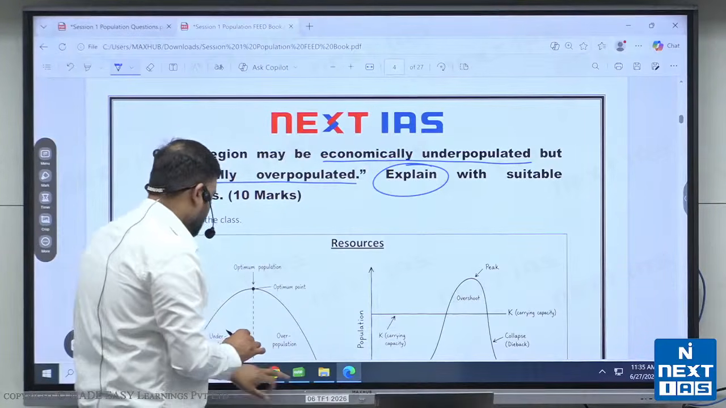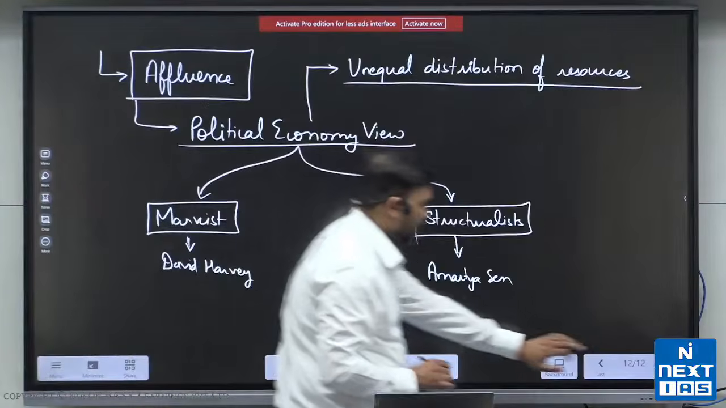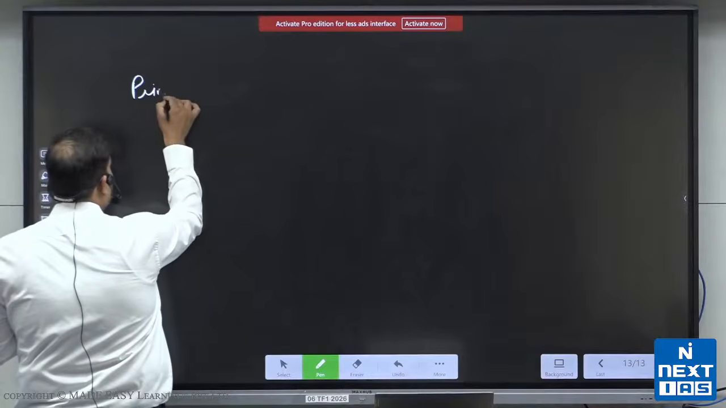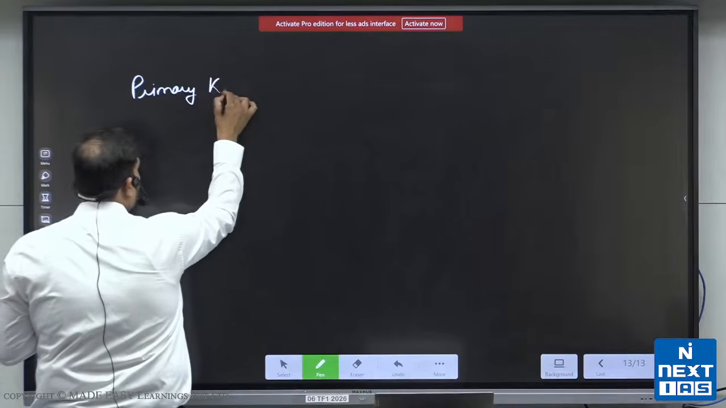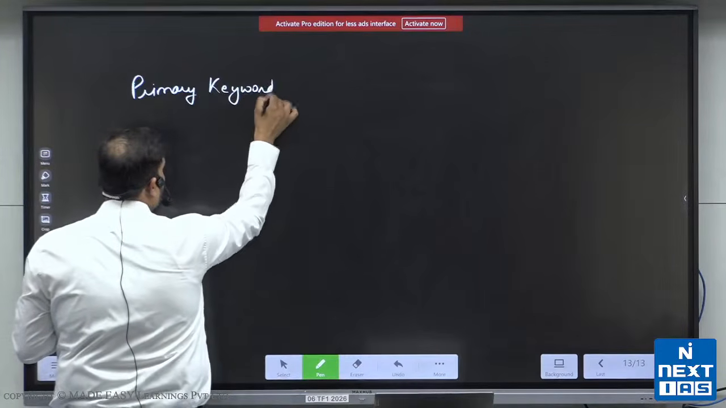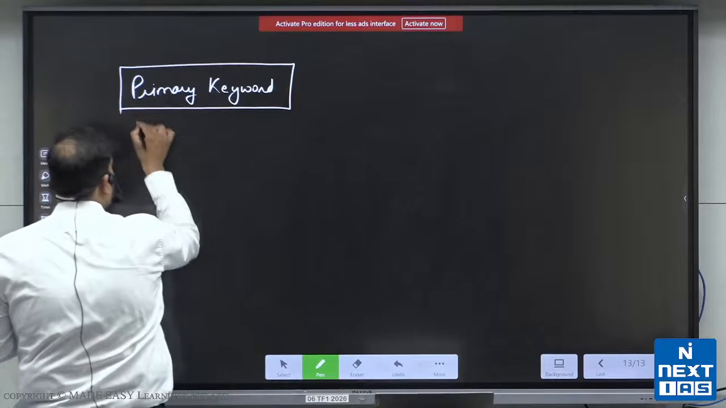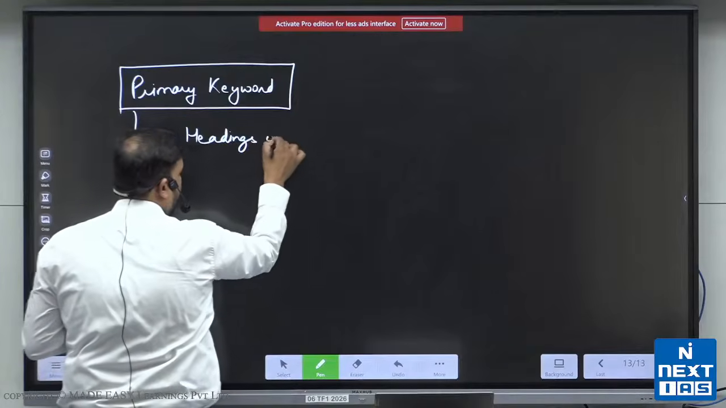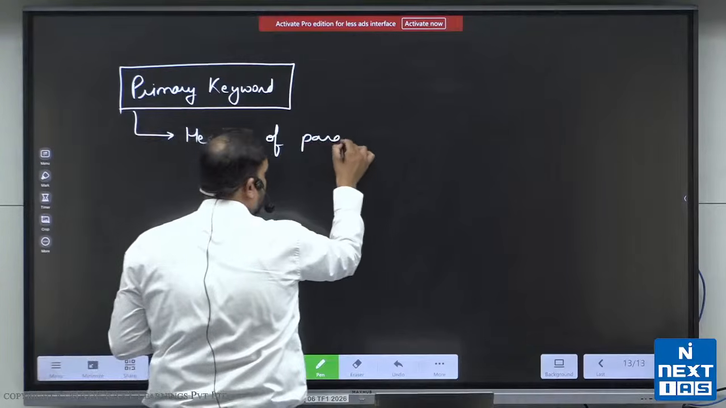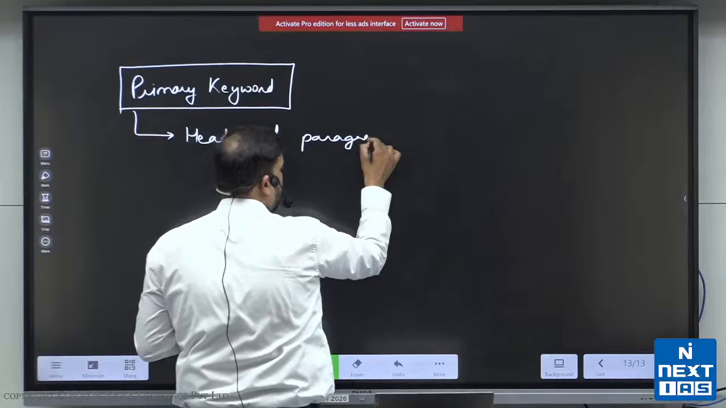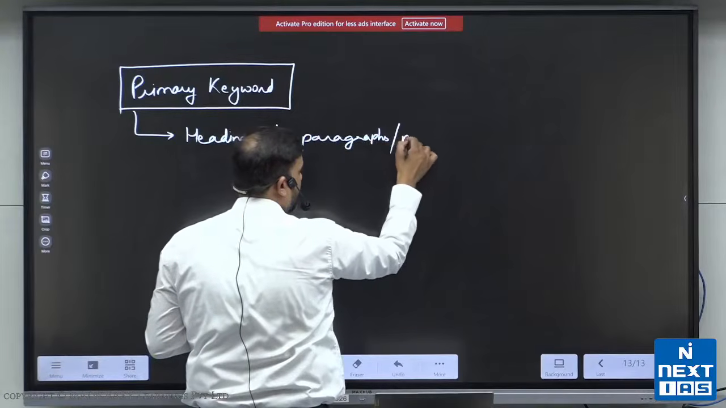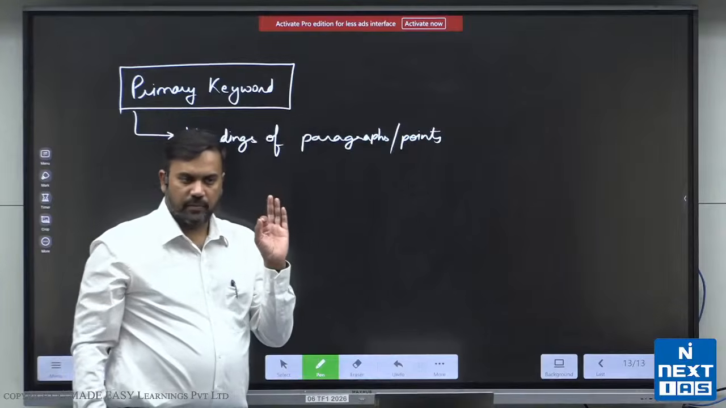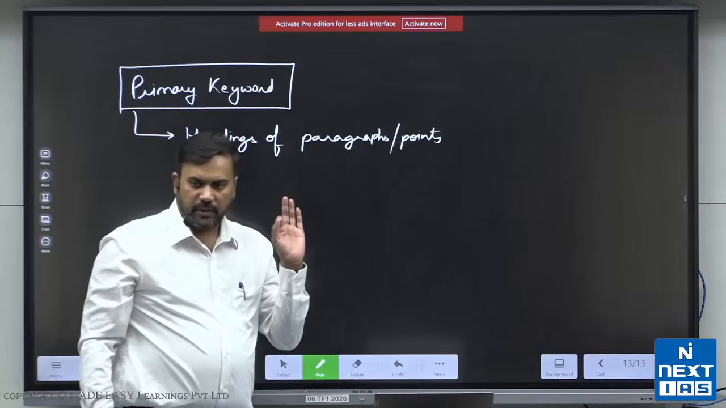So इसका मतलब है, I'll just explain you here. Those are my primary keywords. What is the role of primary keyword? It gives me the headings of paragraphs या फिर points बोल लो, whatever. It gives me what? The headings of the paragraphs or the points which are to be written.